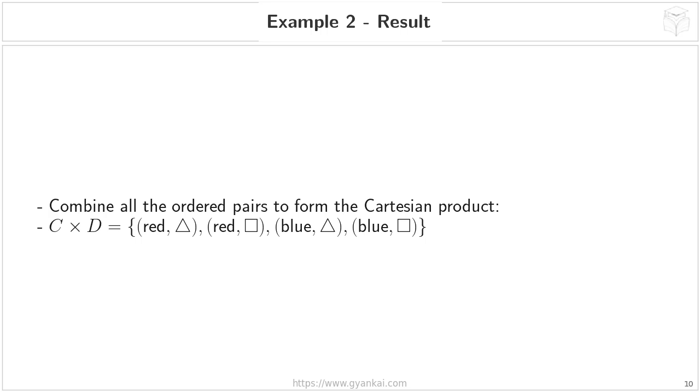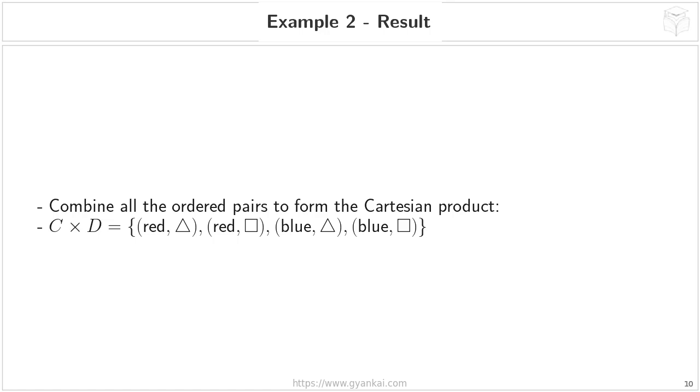So looking at the result, we have the set containing the following ordered pairs: red triangle, red square, blue triangle, and blue square. Notice how each pair consists of one element from C followed by one element from D, and importantly, we didn't miss any combinations. We took red and paired it with both the triangle and the square. Then we took blue and did the same. This complete set of ordered pairs is the Cartesian product of C and D. It represents all the possible pairings between the elements of these two sets.